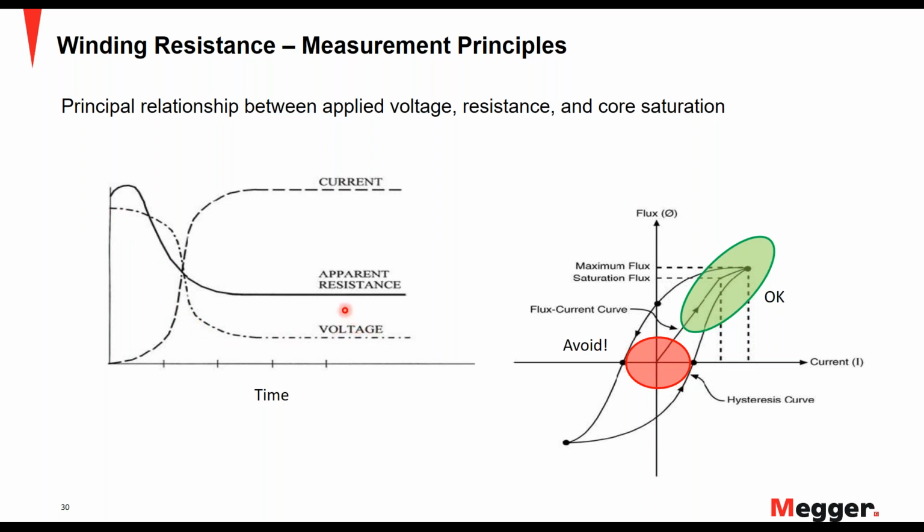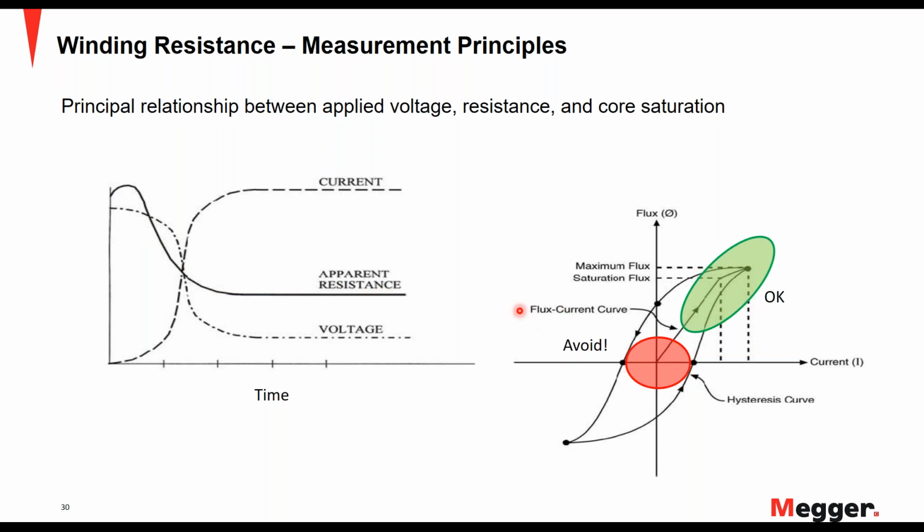And as time progresses, this voltage reduces to the voltage drop across the winding. Because of the inductive nature, you will initially have a higher resistance measured. The apparent resistance measured by the test instrument is going to be higher, and as the current stabilizes and the transformer core saturates, the resistance value will stabilize and give you a final measurement.